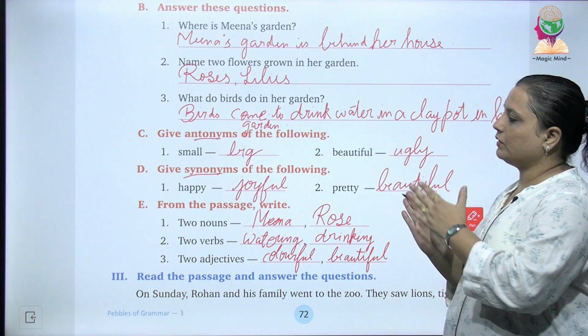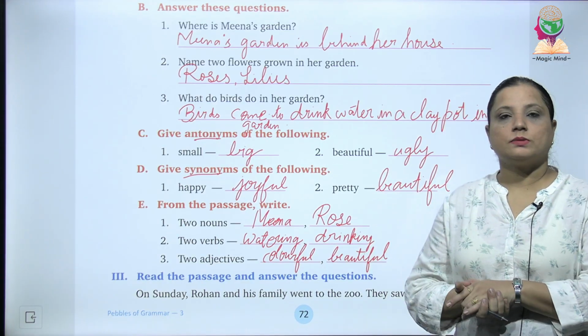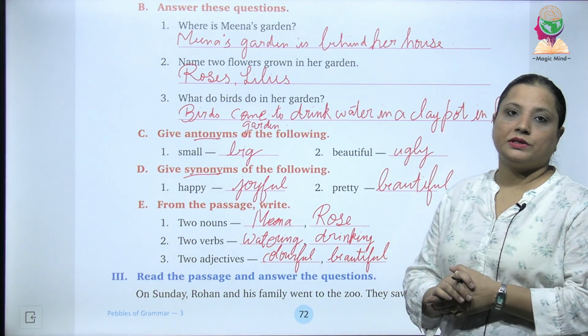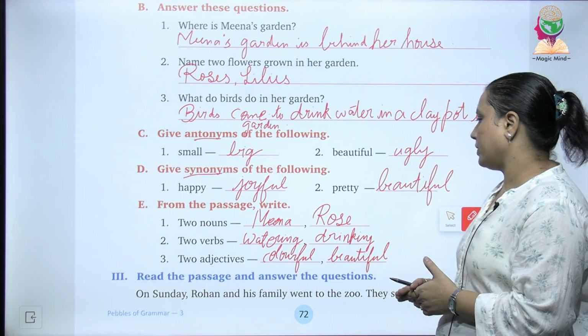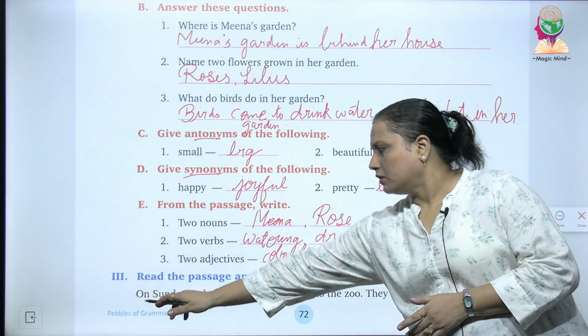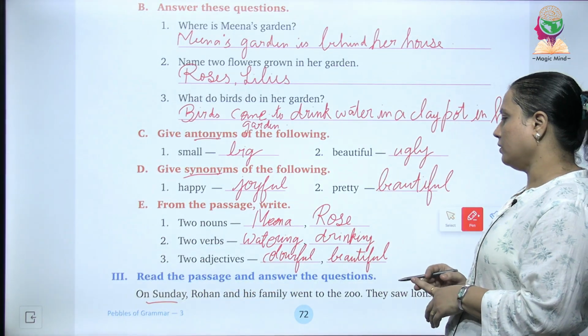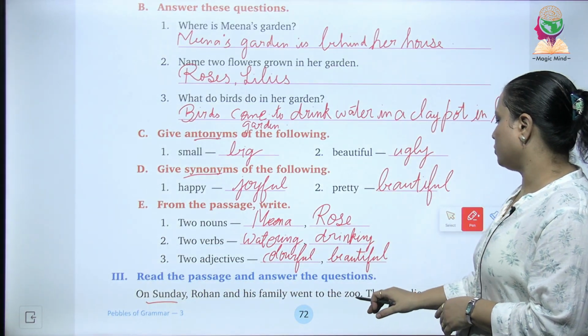So with this, we have completed all the exercise of this passage. Now let's read the next passage. Read the passage and answer the questions. On Sunday, so they are mentioning a day over here, Rohan and his family went to the zoo.